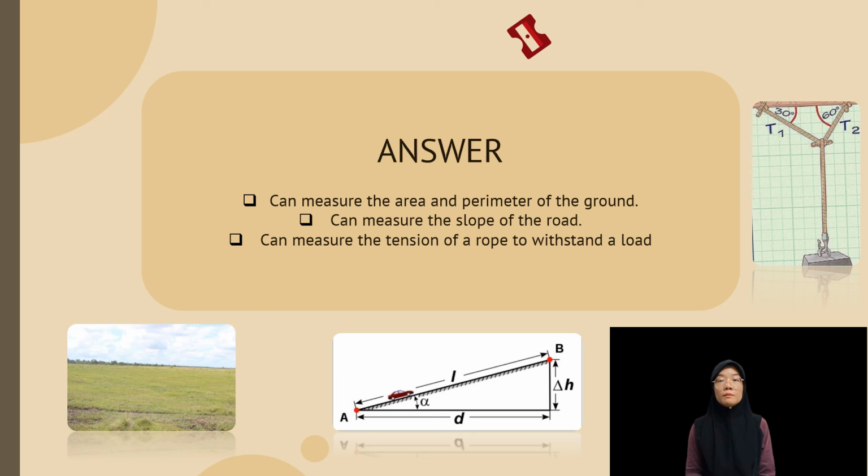Lastly, we can measure the tension of a rope to withstand a load. How do you measure tension in a rope? To calculate the tension on a rope holding one object, multiply the mass and gravitational acceleration of the object. If the object is experiencing any other acceleration, multiply the acceleration by the mass and add it to your first total.